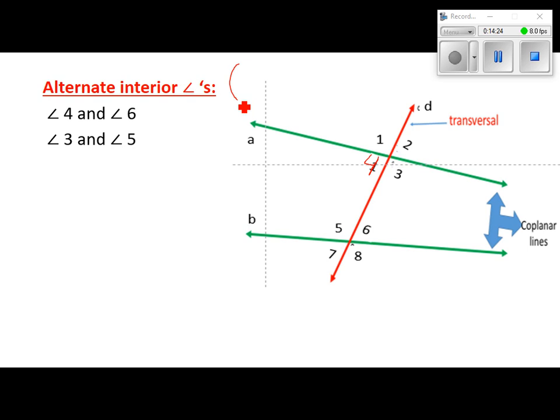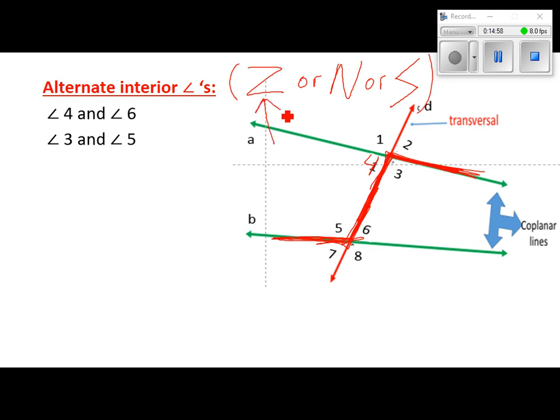If you trace, let's say angle 3 and angle 5. If I trace angle 3, and I trace angle 5, you should see you get like a Z, or maybe it might be an N if it's turned the other way, or if it's really spread out, it might look more like a lightning bolt. But usually I'll say a Z. So anytime you trace two angles and you get that Z looking thing, those are alternate interior angles.